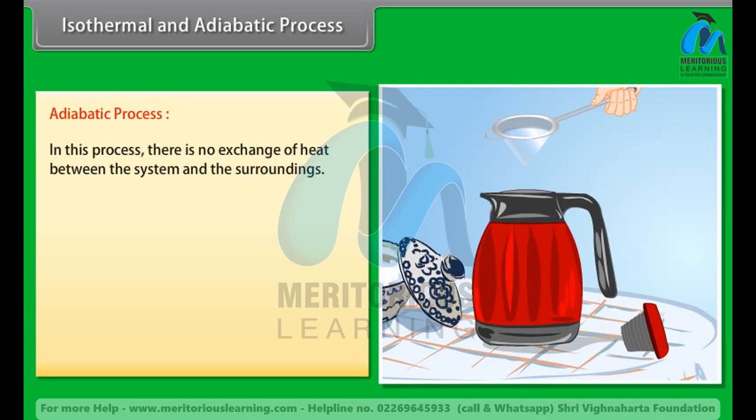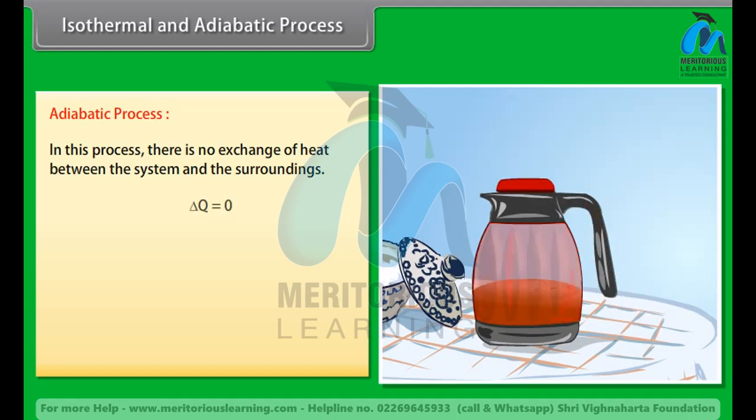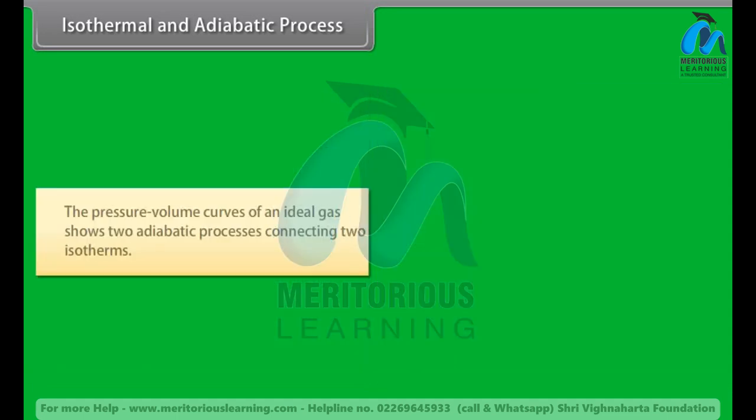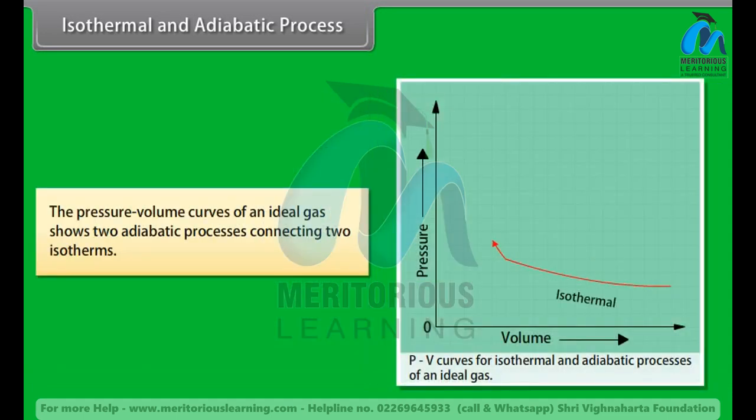Adiabatic process. In this process, there is no exchange of heat between the system and the surroundings. Delta Q = 0. The essential conditions of adiabatic process are: there should be no transfer of heat energy, changes must take place at a very fast rate, and specific heat is 0. The pressure volume curves of an ideal gas show two adiabatic processes connecting two isotherms.